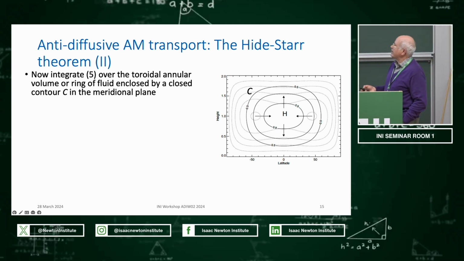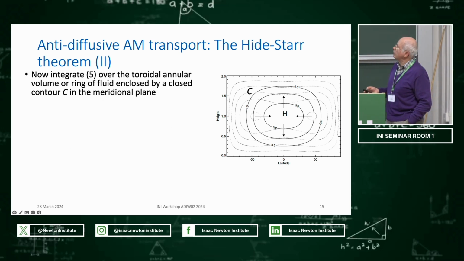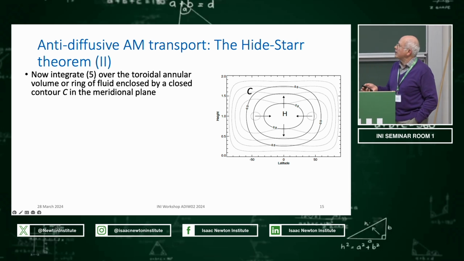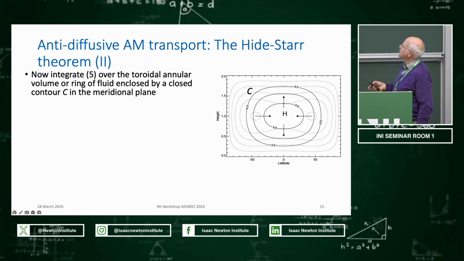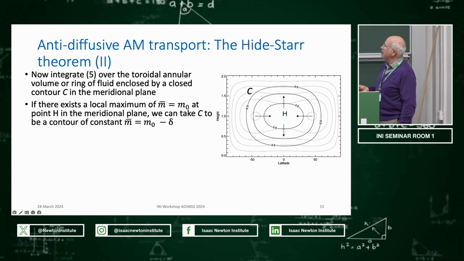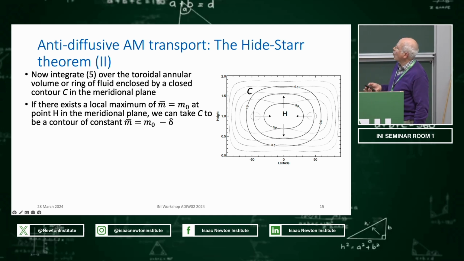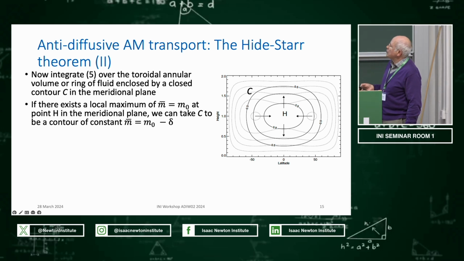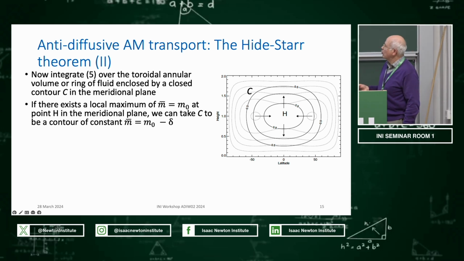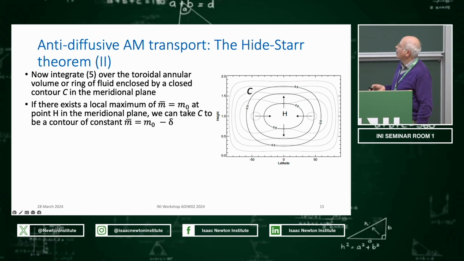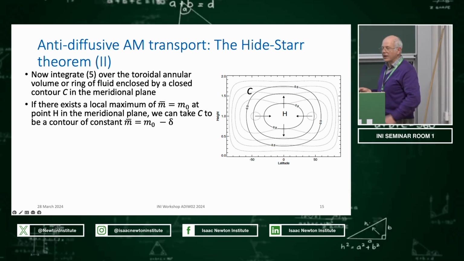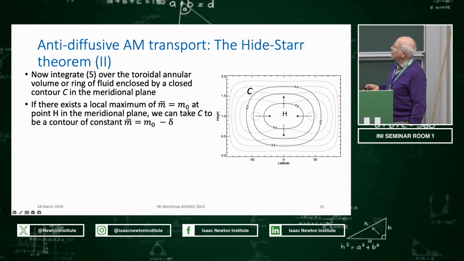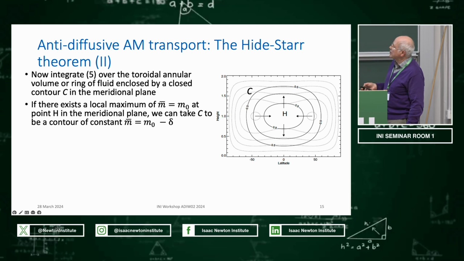And if we now take that equation and integrate it over the toroidal annular volume of a ring of fluid that we can enclose by some closed contour in the meridional plane, which I show as C here, it's convenient to pick as a contour of the angular momentum itself, which presupposes that there exists a local maximum of this angular momentum quantity, which will typically be somewhere close to the equator, which is the point furthest away from the rotation axis.